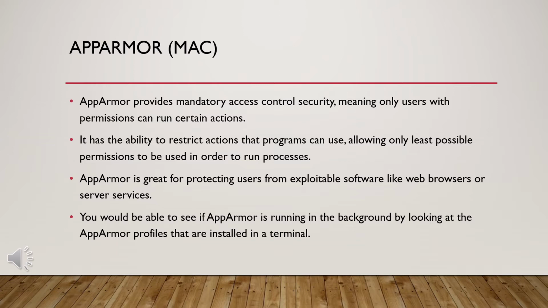Next, we're going to be talking about the mandatory access control. AppArmor provides mandatory access control security, meaning only users with permissions can run certain actions. It has the ability to restrict actions that programs can use, allowing only least possible permissions to be used in order to run processes. AppArmor is great for protecting users from exploitable software like web browsers or server services. You would be able to see if AppArmor is running in the background by looking at the AppArmor profile that is installed in a terminal.